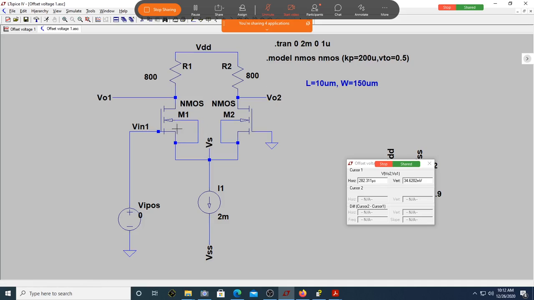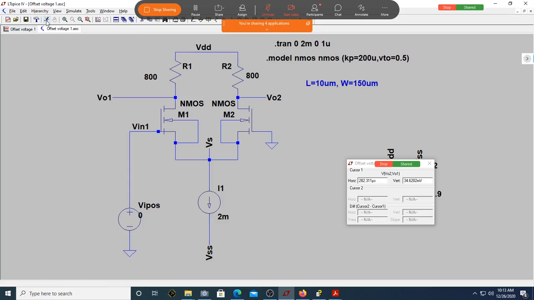Okay. Are we set with the values of RDs and W/L and KPs and VTOs? With the input voltage as 0, both are grounded. V02 minus V01 happens to be what? How do you define V02 minus V01? It is called the output offset voltage.